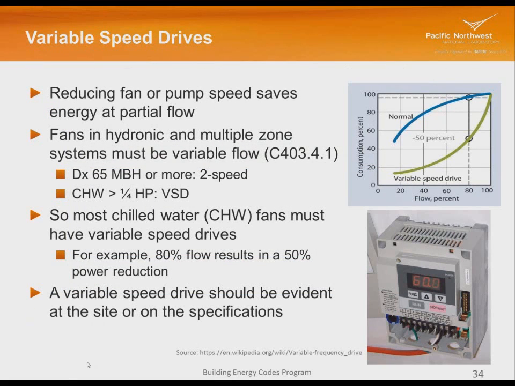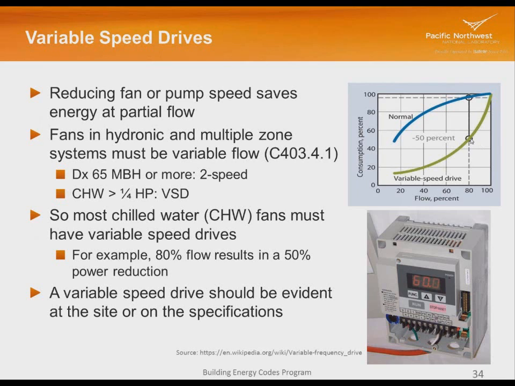All right, let's talk about variable speed. We mentioned that a little bit, variable speed drives. Reducing fan or pump speed saves energy at partial flow. So if I have a fan and I want to reduce the flow, or a pump and I want to reduce the GPM, so the fan flow might be in cubic feet per minute, pump flow would be in gallons per minute. If I want to reduce it using a damper or a valve, I would ride the fan curve, coming down this line called normal. So at 40% flow, I would still be at 80% energy use, okay?